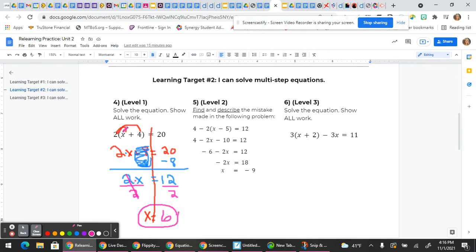Let's just double check in here to make sure it works. 6 plus 4 is 10. 10 times 2 is 20. Yes, it works. Let's check out our next question here.